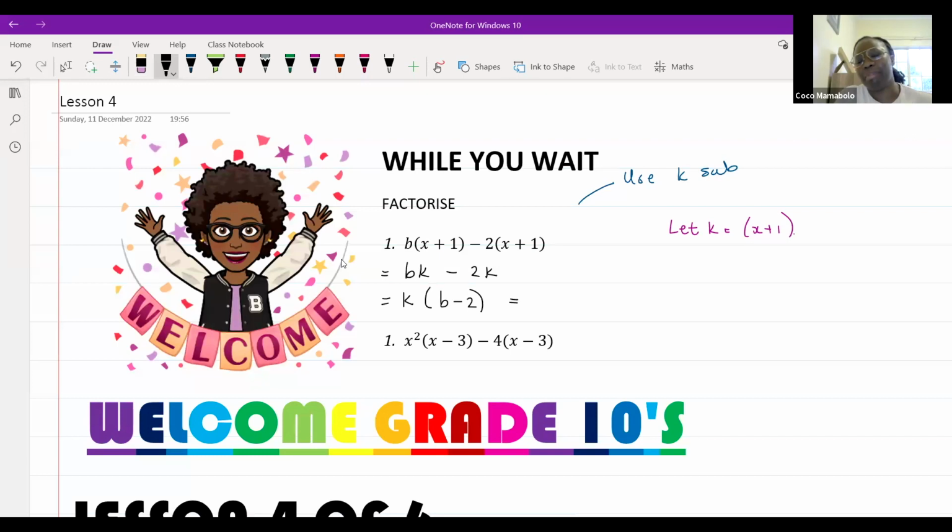But remember, my original question did not have K in it. It didn't have K in it. So I now need to go back and replace K with what was actually there. So I'm going to replace K with x plus 1, and then put my B minus 2 there.